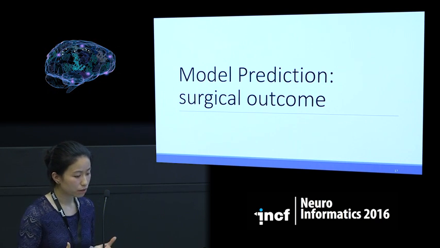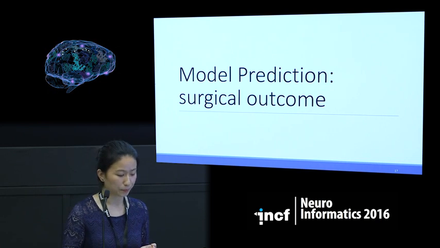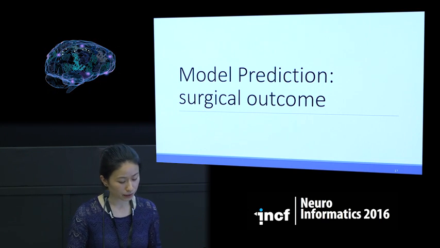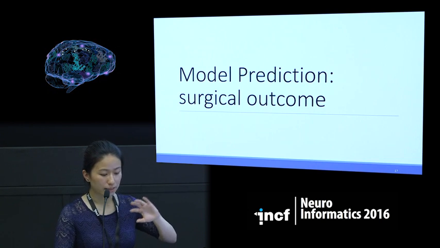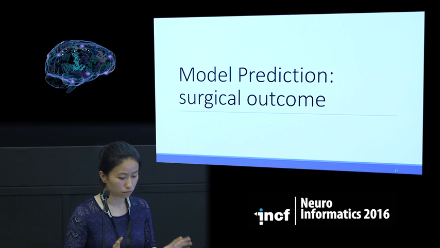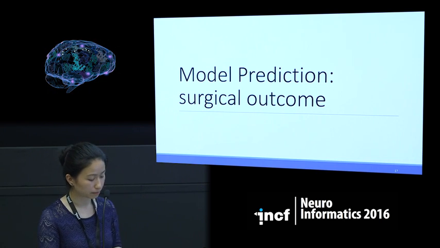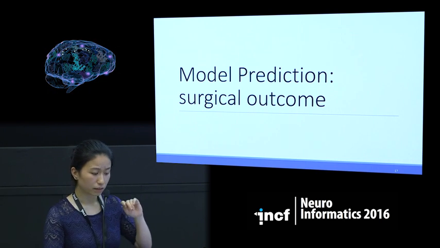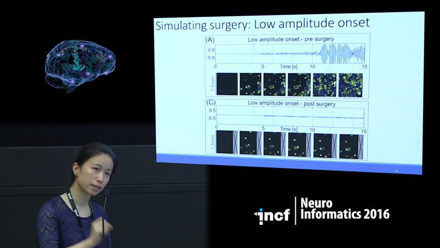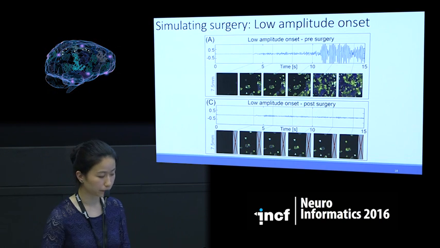The surgery success rate these days, depending on what paper you read, ranges between 50 and 70%. So in some patients the surgery is not working so well, in others it's working better. And from our model, we can make a prediction regarding what onset pattern would predict a better surgical outcome.